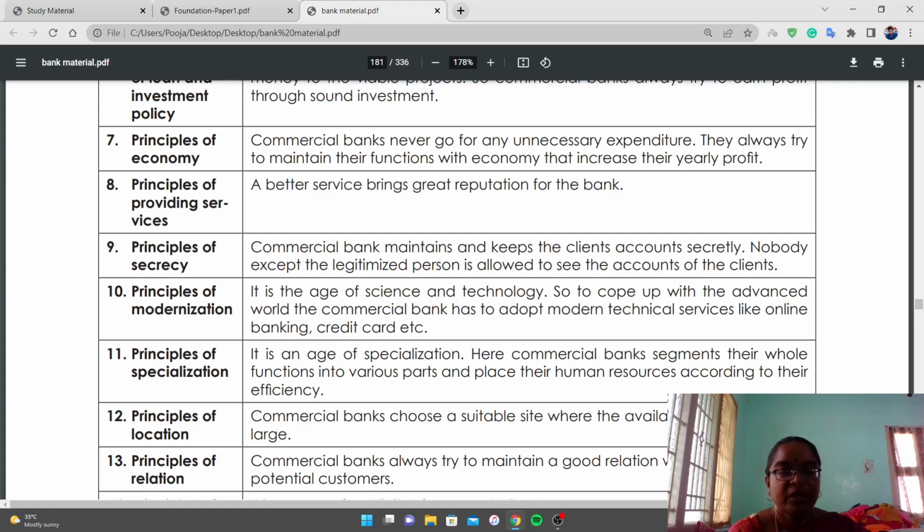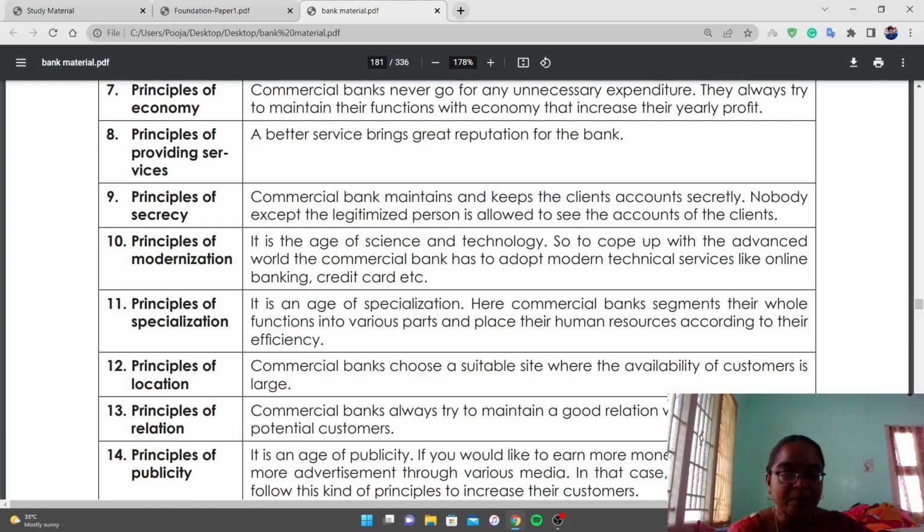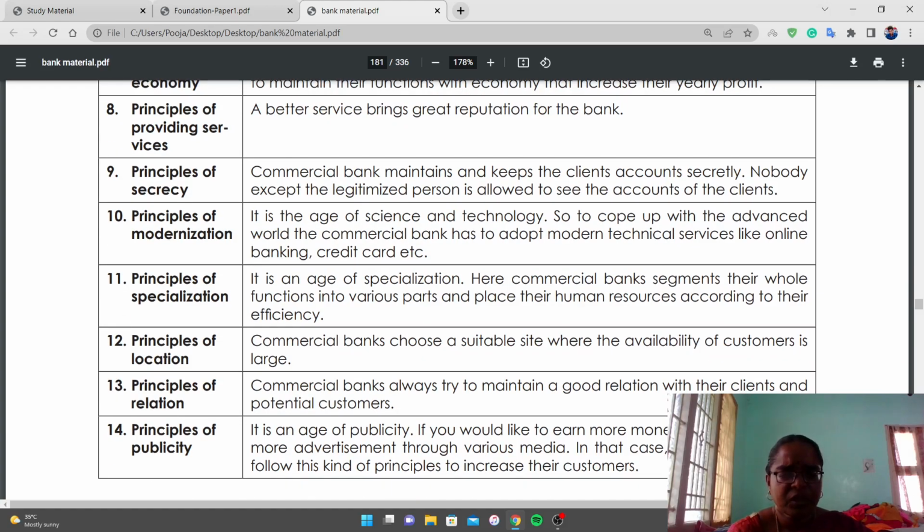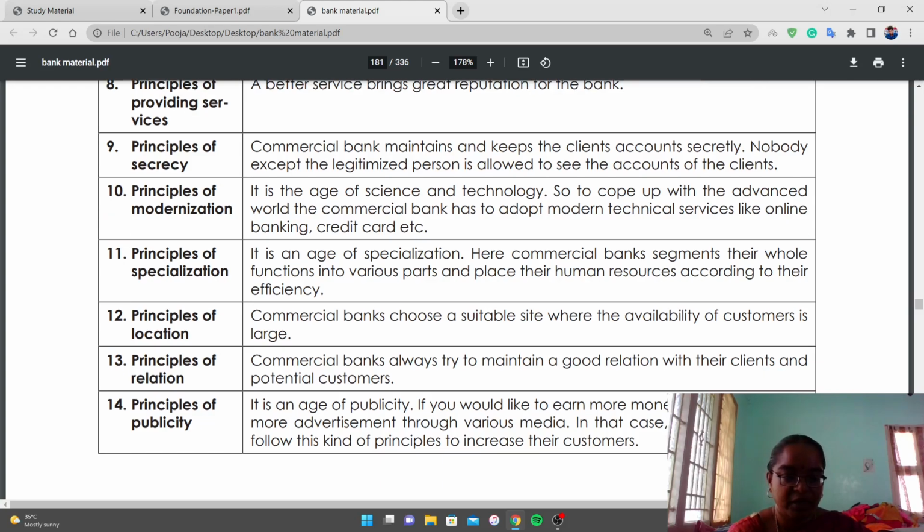Principles of location. Yes, commercial banks choose a suitable site where the availability of customers is large. When customers need banks in a large area, at that place a bank should be established. Commercial banks always try to maintain good relations with their clients and potential customers. So the relationship between bank and customer is known as customer relationship management.